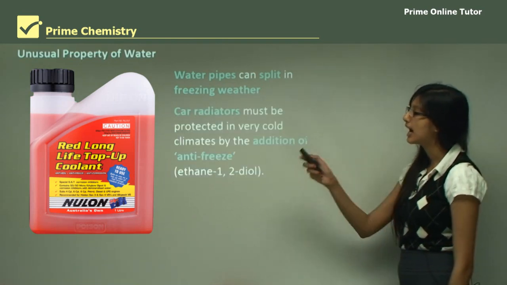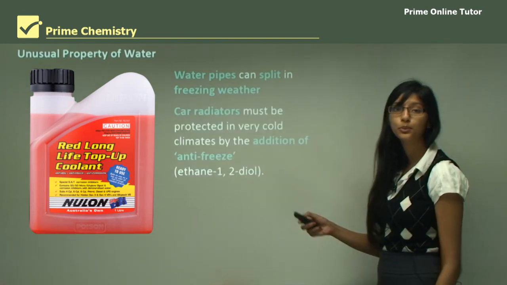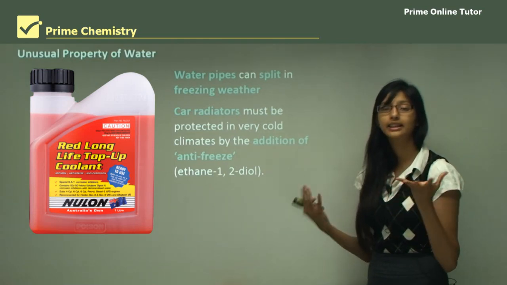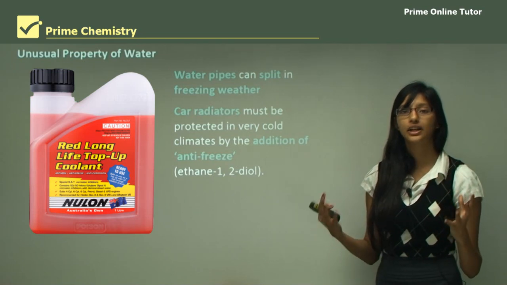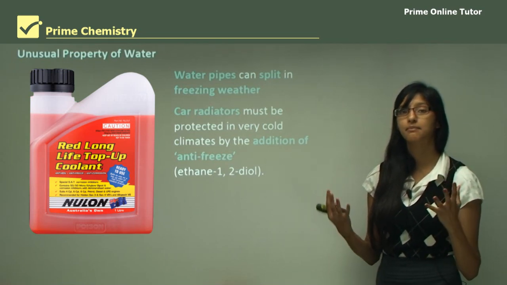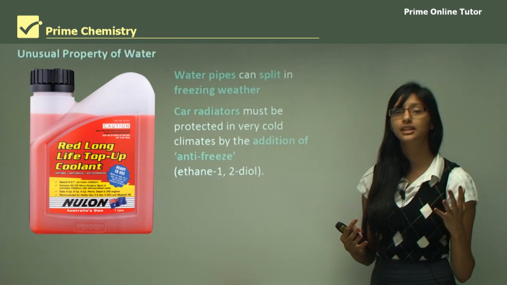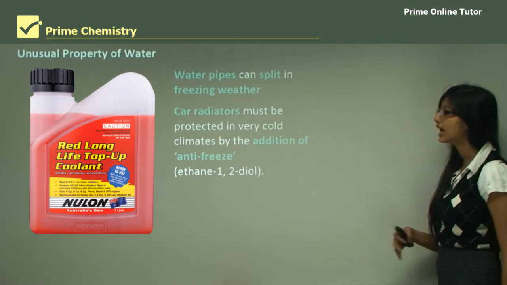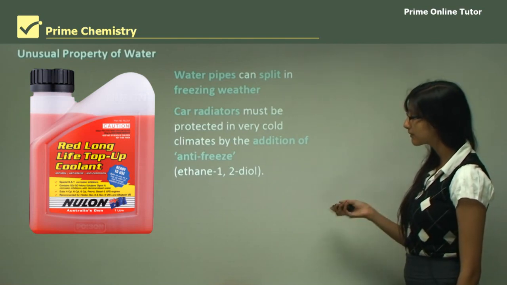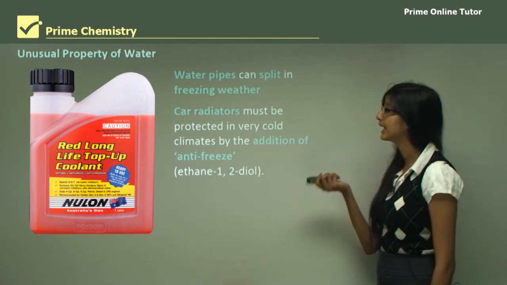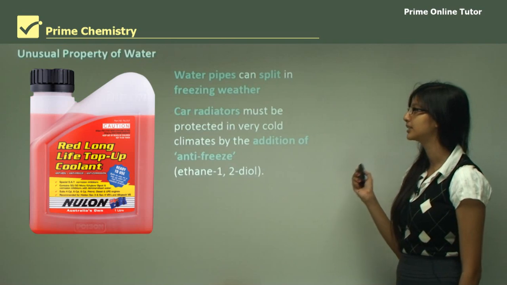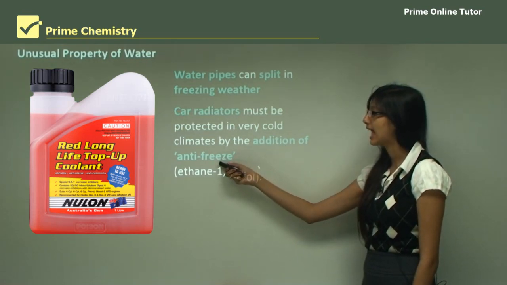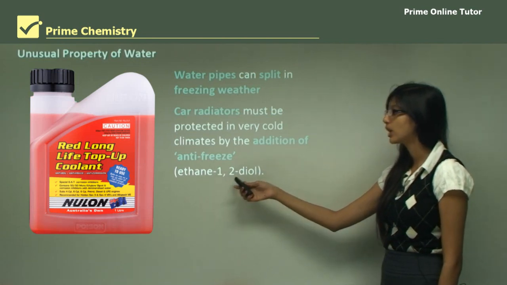Again, car radiators will also break if water freezes in them, because they also have a certain ability to contain a certain amount of volume. If ice goes past that volume, the radiator will break. Now to overcome that problem, we must protect these radiators and water pipes in very cold climate conditions. And how do we do that? We add an antifreeze, which is ethane 1,2-diol.